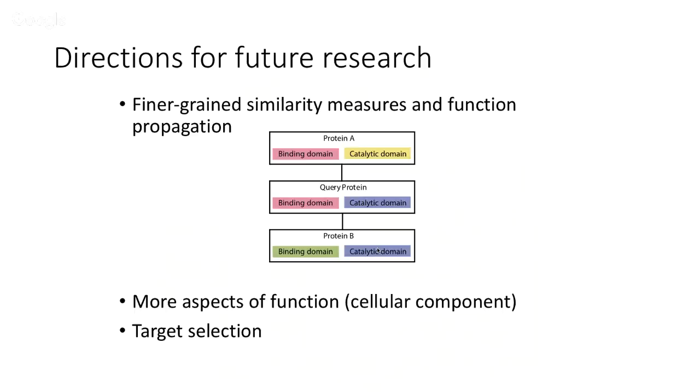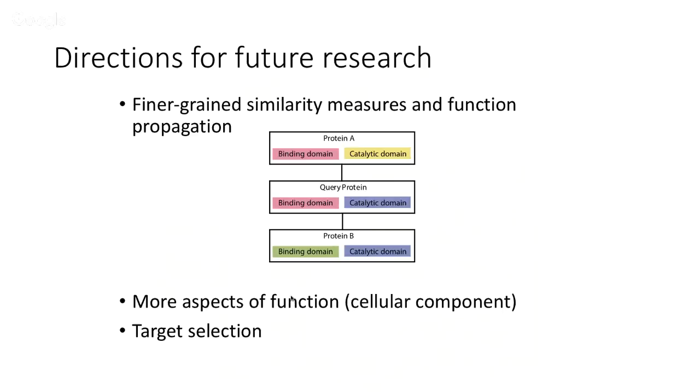But we're also really interested in looking at it from a domain perspective. The whole point is that our model can have fine-grained measures of similarity, and we can actually know when two proteins share a domain and only propagate the function that is represented by that domain. And that's something that we think would be really cool. Also, of course, we can model additional aspects of function such as cellular component.